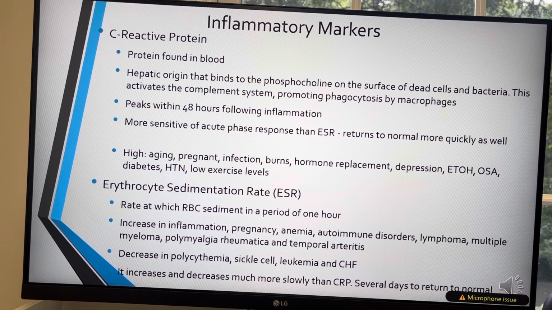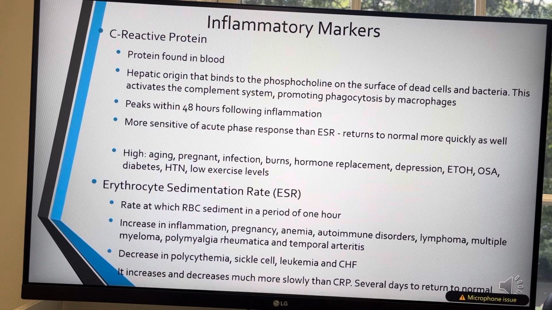C-reactive protein, it's a protein found in the blood with a hepatic origin. And it peaks within 48 hours of inflammation and then returns to normal quickly thereafter. So if the patient has an elevated C-reactive protein, likely they're in some acute inflammatory phase.